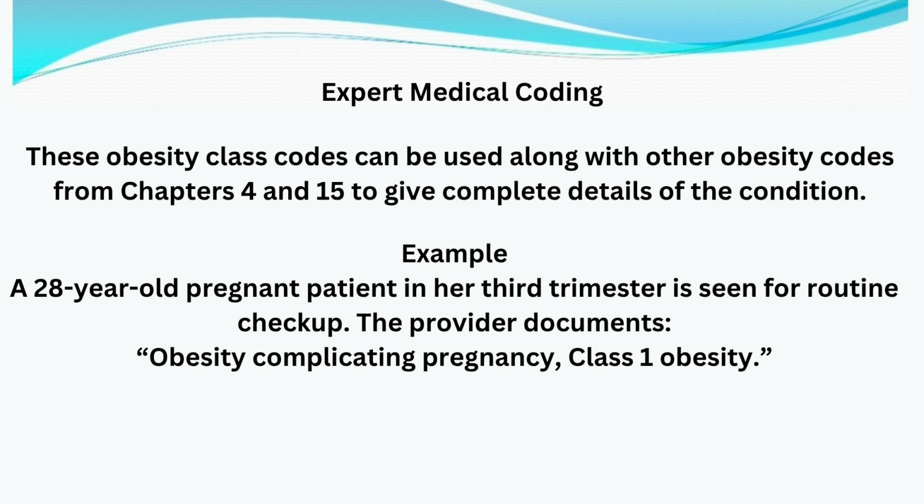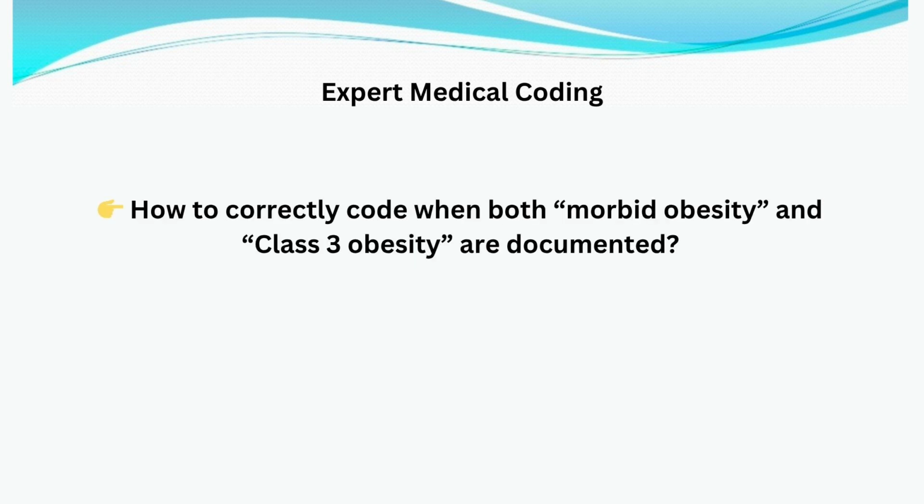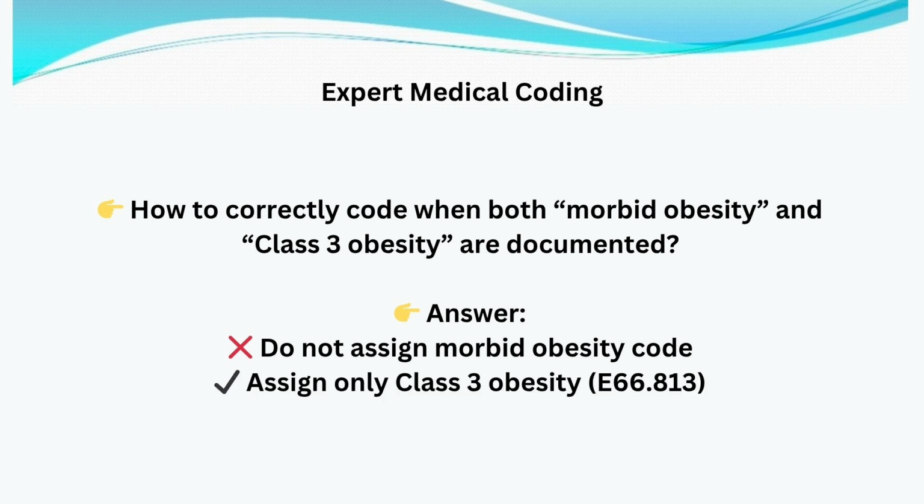The provider documents obesity complicating pregnancy, class 1 obesity. So here the correct coding will be, first we need to assign O99.213, obesity complicating pregnancy, third trimester, and then E66.811 for obesity class 1. Now let us see how to correctly code when both morbid obesity and class 3 obesity are documented. So in this situation, we do not assign morbid obesity code, we only assign class 3 obesity code as it is more specific.